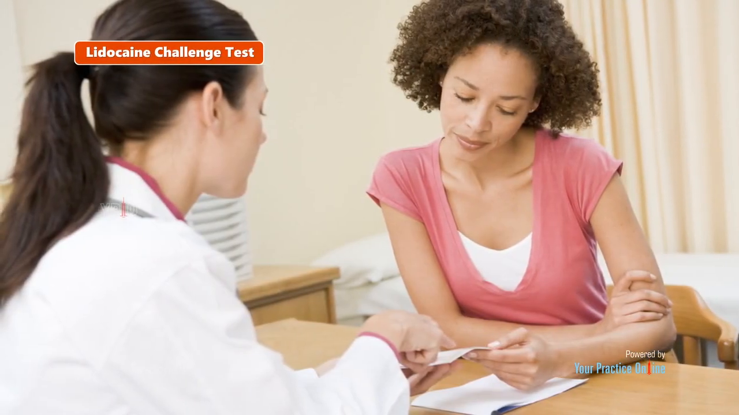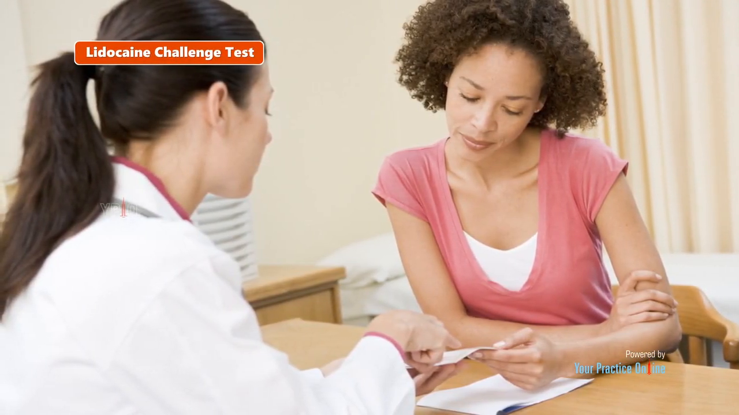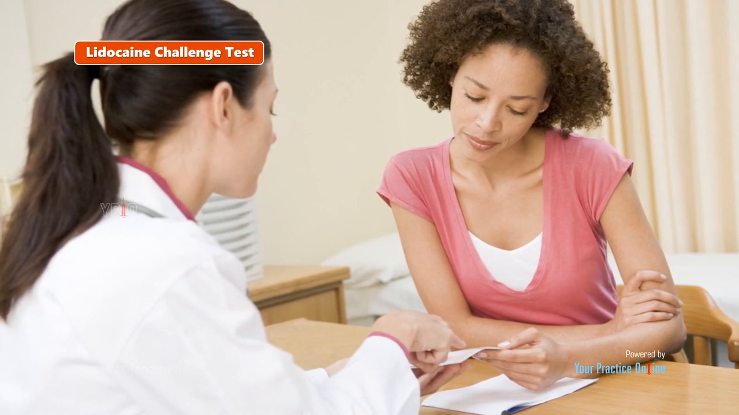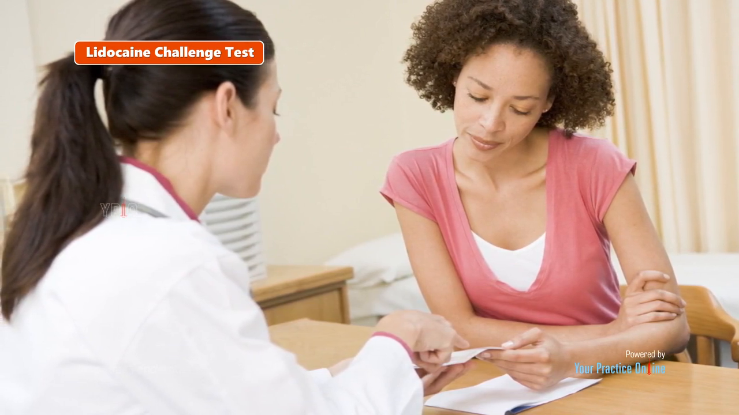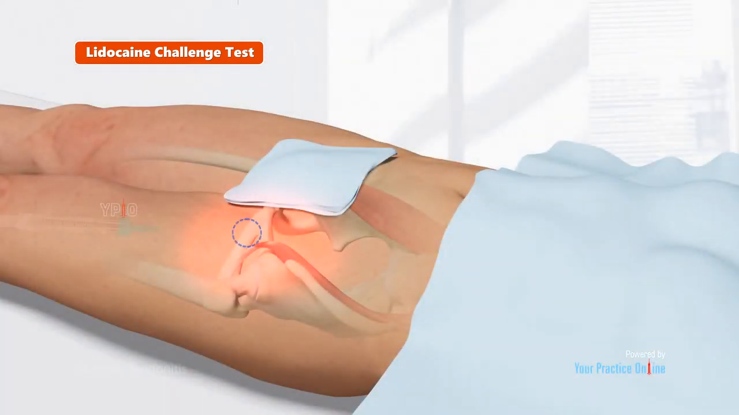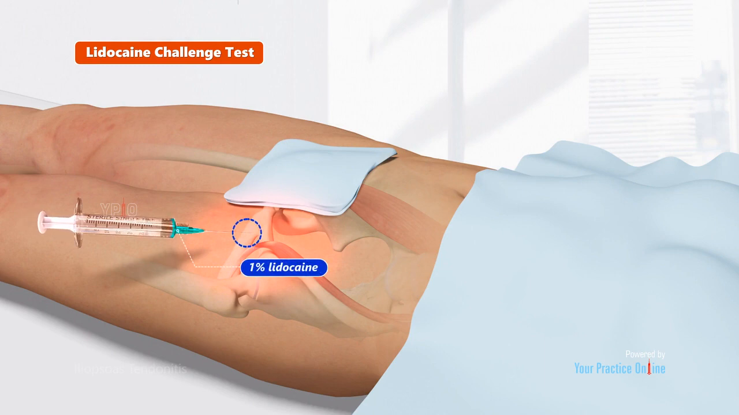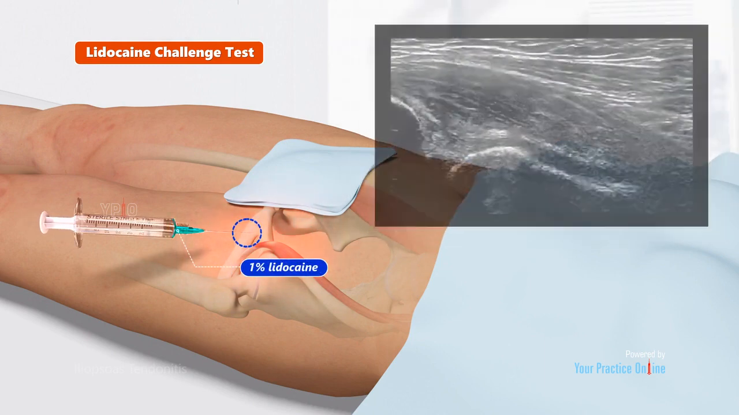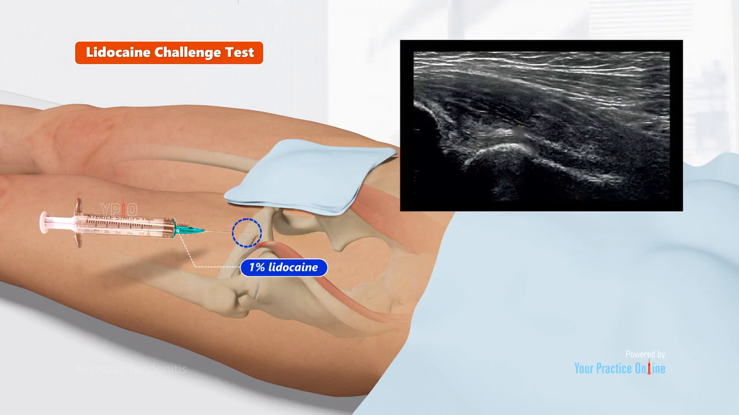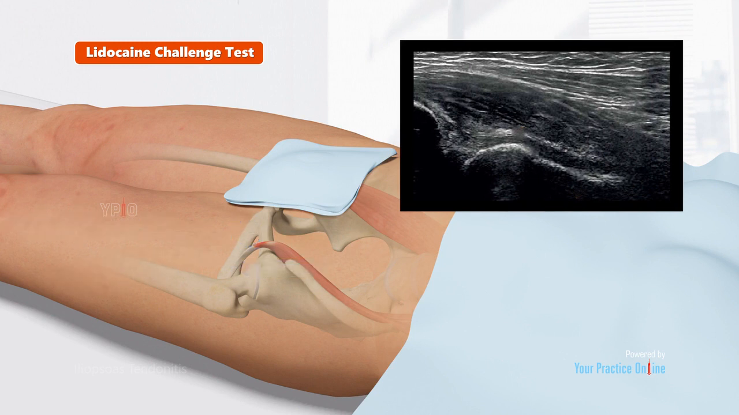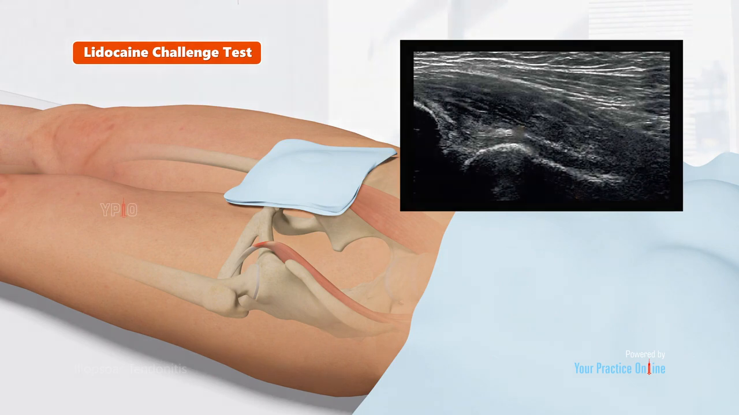Lidocaine challenge test. This test is performed if the cause of your hip or pelvic pain is not quite clear. In this test, your doctor will inject 1% lidocaine into your hip joint, targeting the iliopsoas tendon under ultrasound guidance. If you experience relief from the hip pain, this confirms a diagnosis of iliopsoas tendonitis.